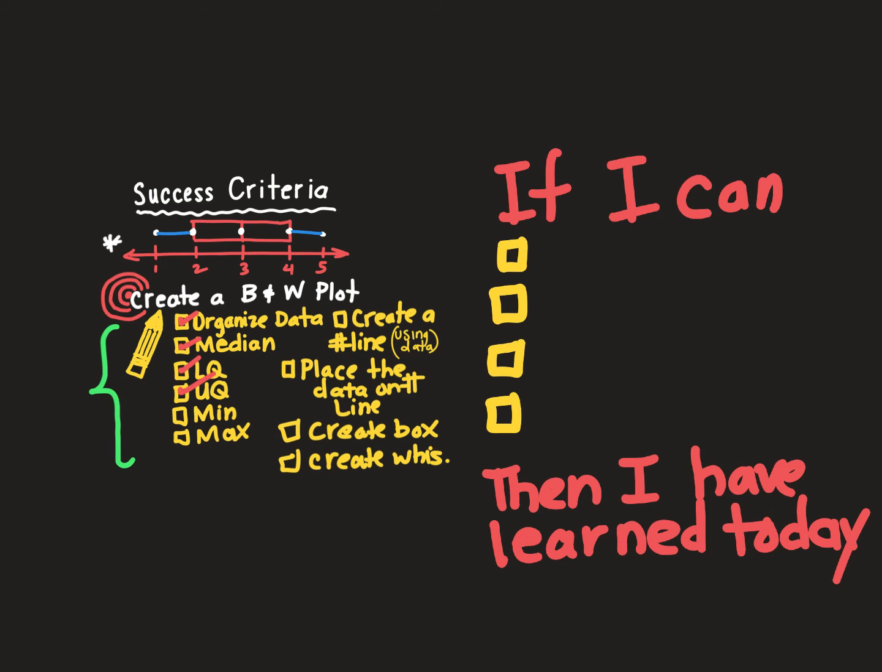So they should be able to organize data, find the median, find the lower quartile, find the upper quartile. That's what they should be able to do. And we talk about it at the beginning. They write it in their agenda. And as we go throughout the lesson, they mark off things that they're able to do.